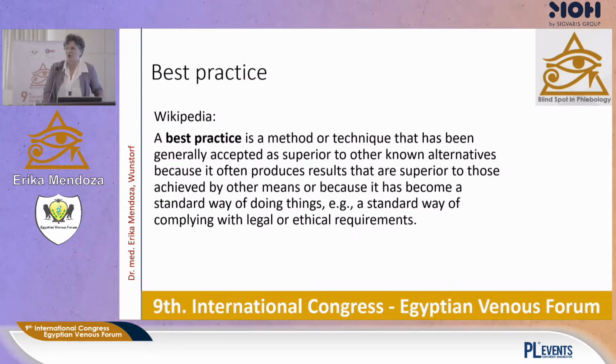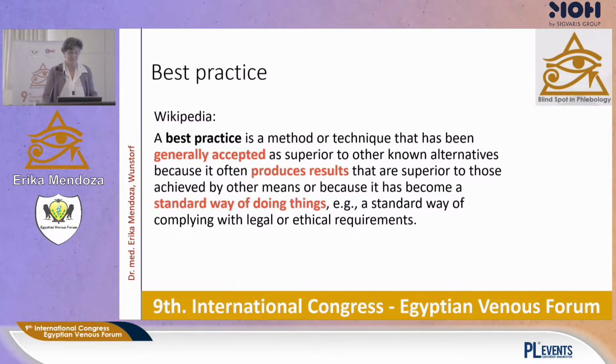I am to talk about standardization for best practice. And I had a look in Wikipedia. What is best practice? It's a method or technique that has been generally accepted as superior to other known alternatives because it often produces results that are superior to those achieved by other means, or because it has become a standard way of doing things.